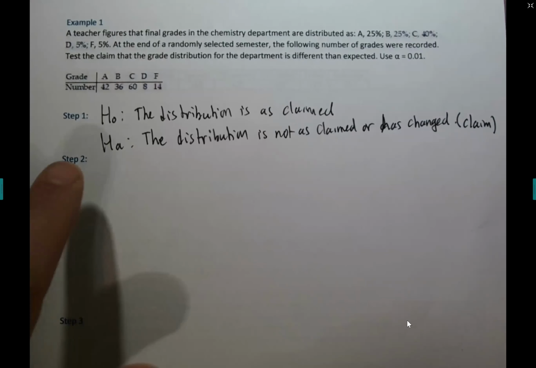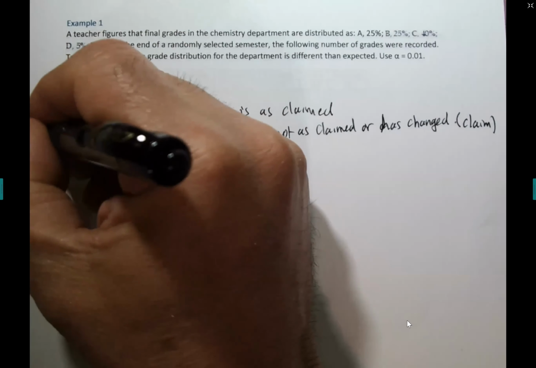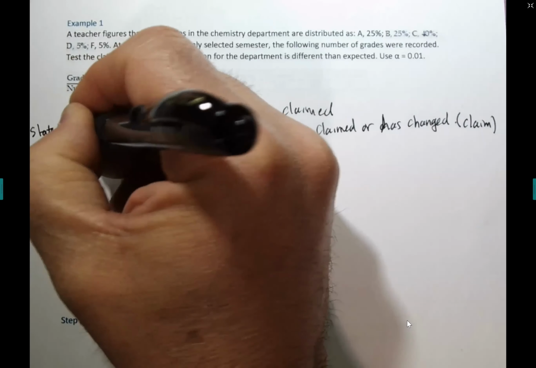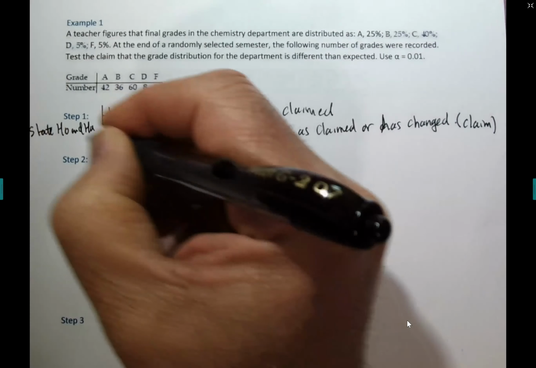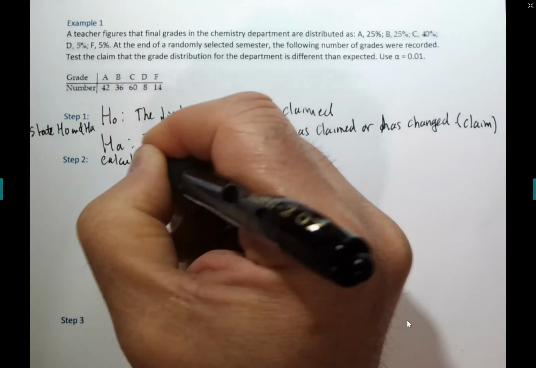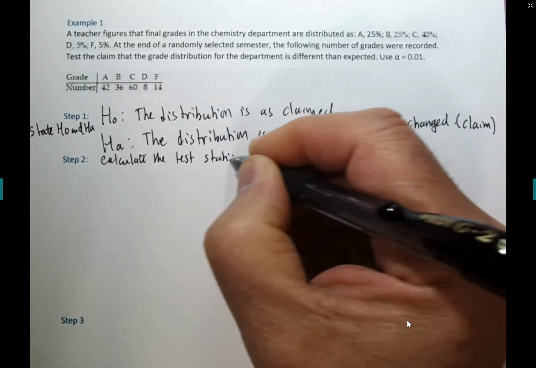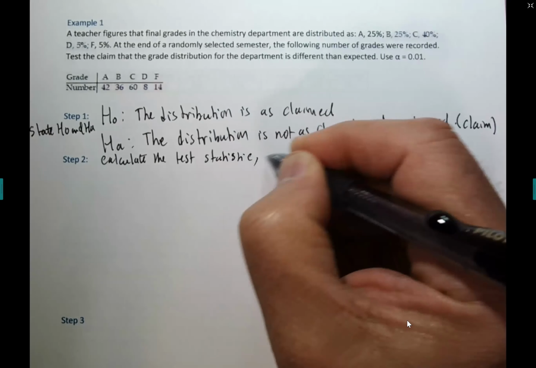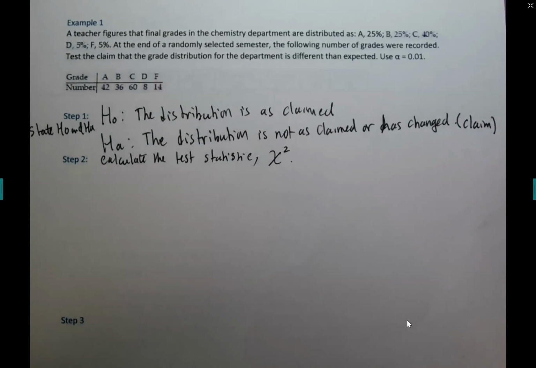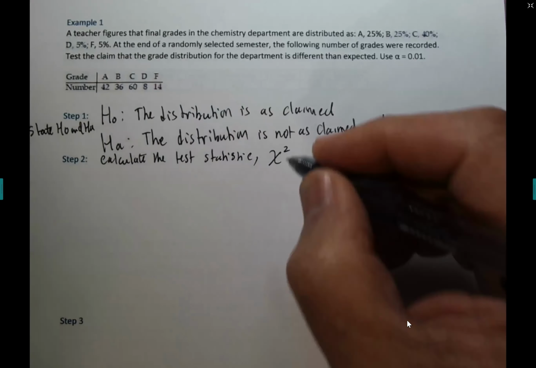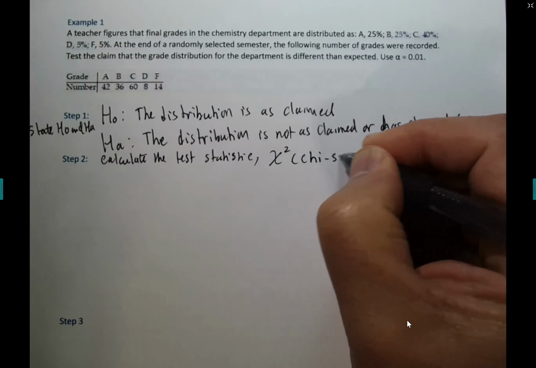So step number 1 is state H0 and HA. Step number 2, calculate the test statistic. Once we are beyond step number 2, we're almost done, guys. The test statistic is called chi-squared. You learned about Z, you learned about T, and now chi-squared. It was the same in 7.5 where I gave you an extra credit assignment, but it is called chi-squared. You read it like this.